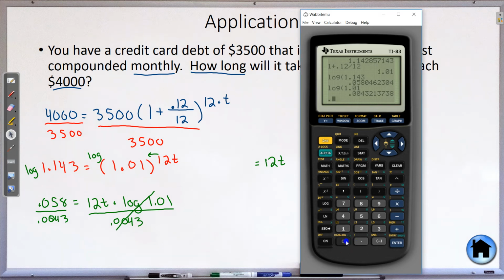So 0.058 divided by 0.0043 is 13.488. 13.488, and divide both sides by 12. Is 1.124.